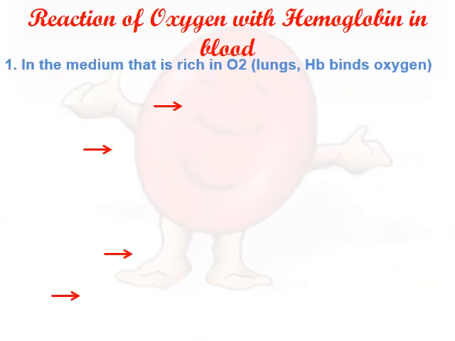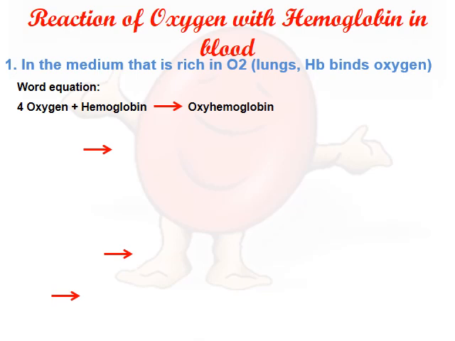Here we're gonna move to the reaction. In the medium that's rich in O2, mainly the lungs, Hb is gonna bind to oxygen. So the reaction is like this. The word equation: oxygen plus hemoglobin gives oxyhemoglobin, and you have to pay attention to put 4 oxygen. So this is the word equation. Why the chemical? 4O2 plus Hb gives HbO8. This one is in the medium that is rich in oxygen.